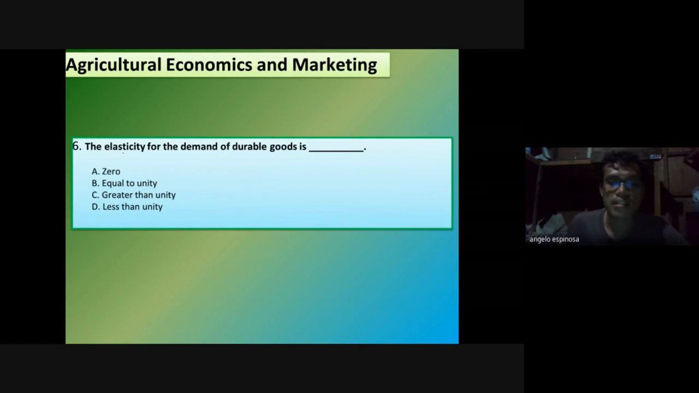Number six, the elasticity for the demand of durable goods. What are durable goods? Those goods that are tangible, those goods that are not easily damaged. So for durable goods, the elasticity is greater than unity, greater than one. The elasticity of demand is greater than one. It is relatively sensitive. That is relatively elastic.